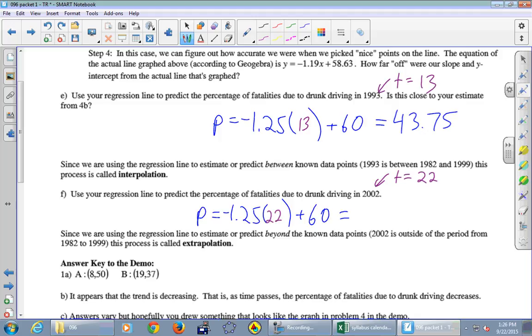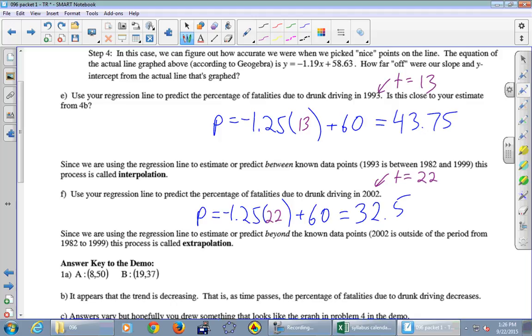Somebody with a calculator? I'm going to be brave. What is it? Hey, 32.5. Good. And again, that is an example of extrapolation because 2002, even though it's past, is not in between our data points. Okay? Interpolation between, extrapolation outside.